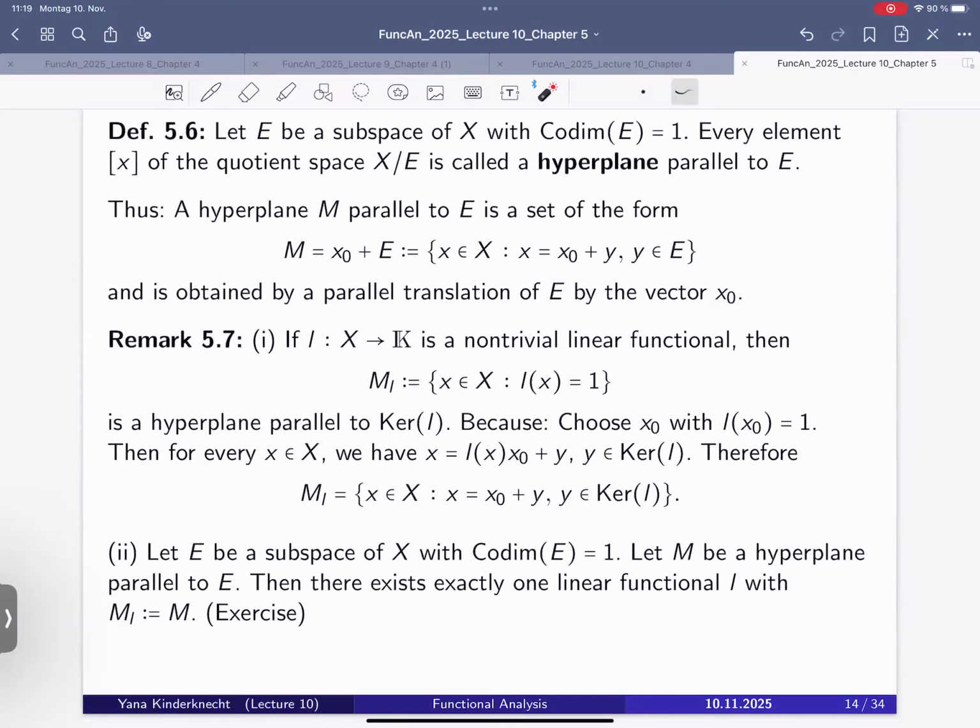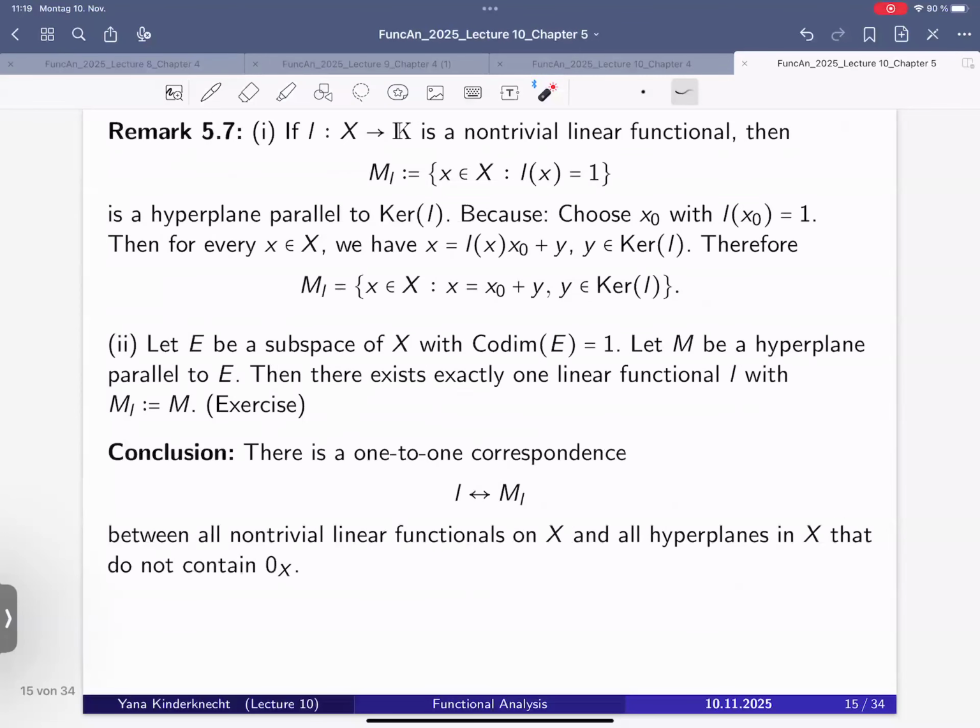That is, linear functionals have very nice level sets. They are hyperplanes. Okay, conclusion. There is a one-to-one correspondence between non-trivial linear functionals and hyperplanes in X that do not contain 0, the origin of the vector space. That is, hyperplanes which are not vector subspaces themselves. M for L is a level set of level 1. Yeah, so as here.